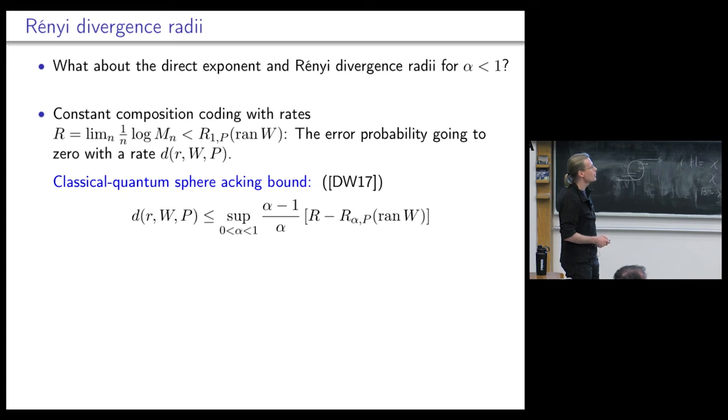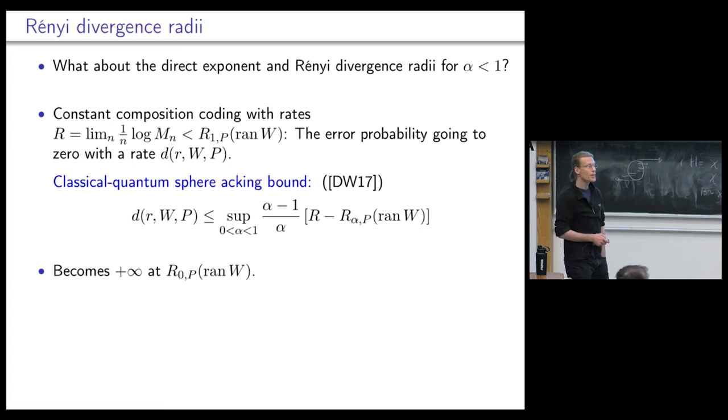I'm denoting the exponent like this. And there is something called the sphere packing bound. Sorry, there's a P missing here, which is very famous in classical information theory. And very recently, Marco Dalai and Andreas Winter established a classical quantum version of this. And they have shown that this exponent is upper bounded by this expression, which again looks exactly the same as what we have seen before. But now we have the Petz type Rényi divergences and the corresponding divergence radius. Okay. But this is only an upper bound.